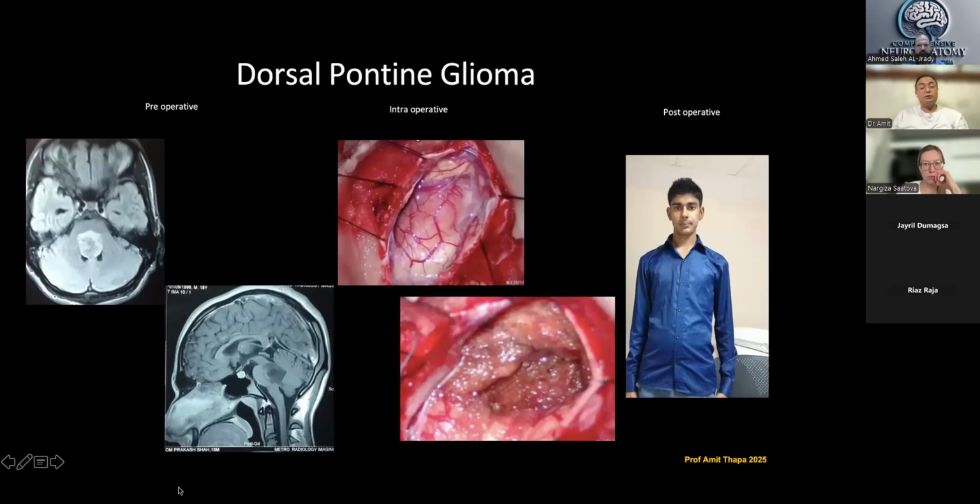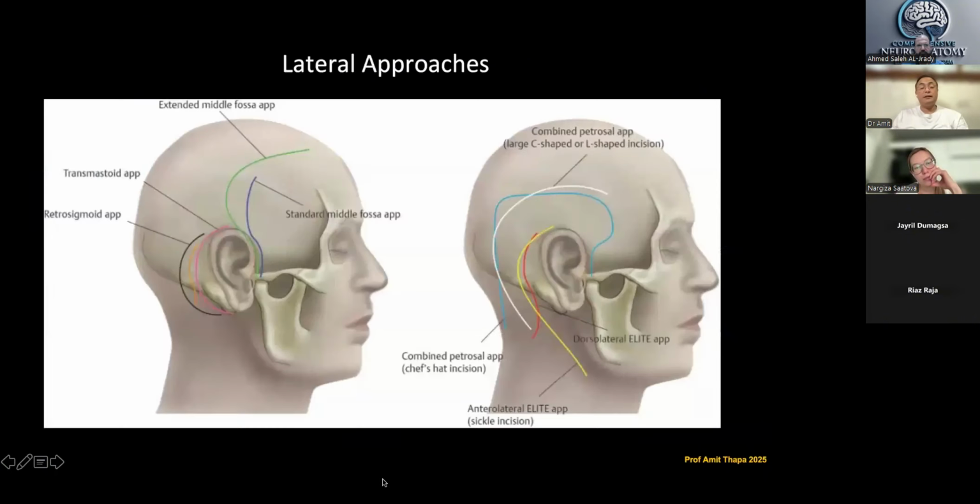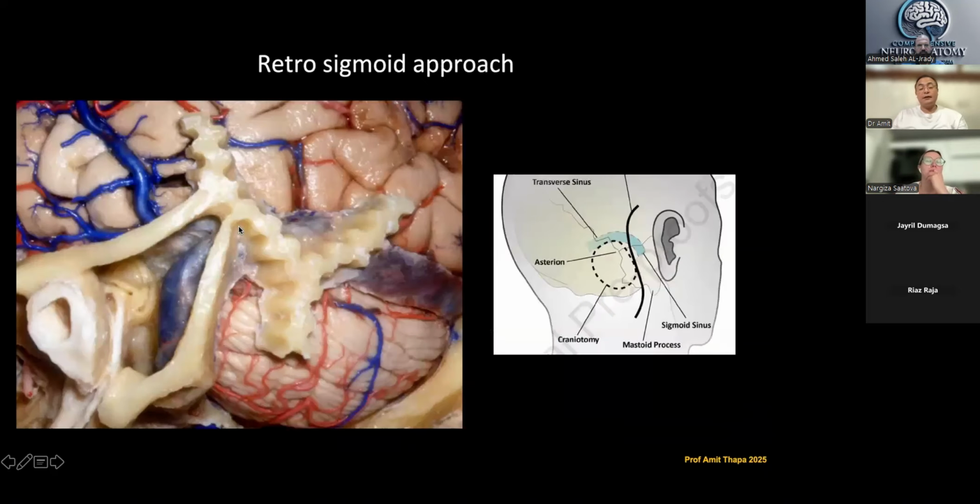So this is another case of a dorsal pontine glioma, as you can see here. This can also be approached in a similar manner. Coming to the lateral approaches, they can be retrosigmoid, transmastoid, and can even be combined supra- and infratentorial if we approach it through the presigmoid extension. The idea is to find a craniometric point. The asterion makes a junction, which you can identify as the junction of the sigmoid and the transverse sinus.